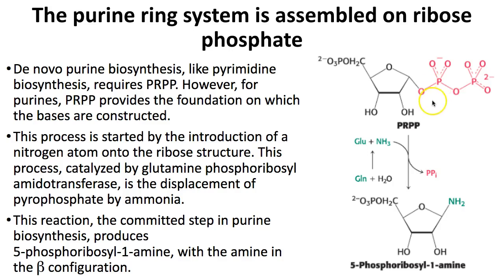And so for the commitment step of producing these purines, glutamine goes through hydrolysis, releasing free ammonia, which ends up displacing the pyrophosphate group, and you have this amine in the beta configuration for this ribose ring structure.